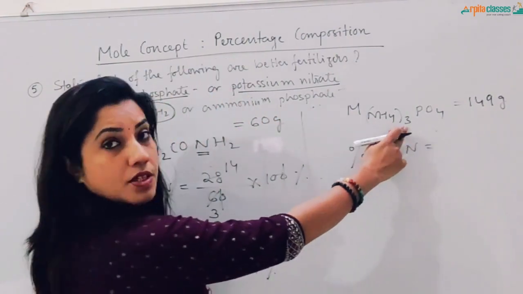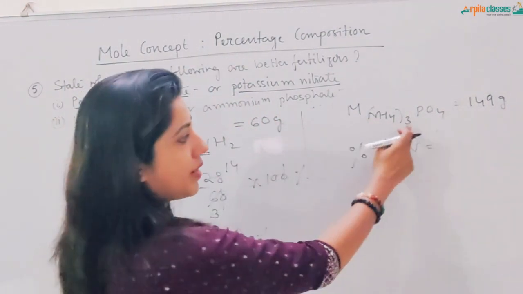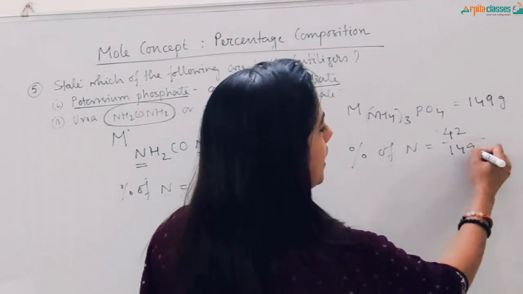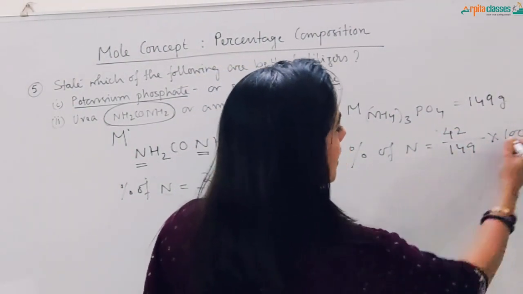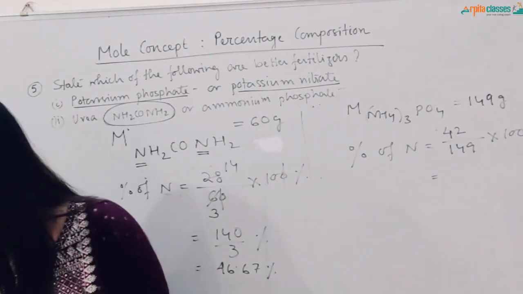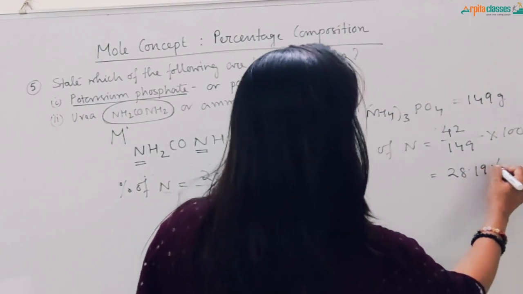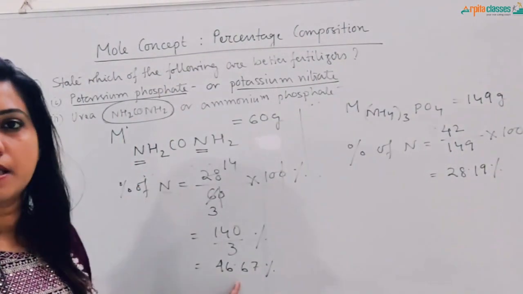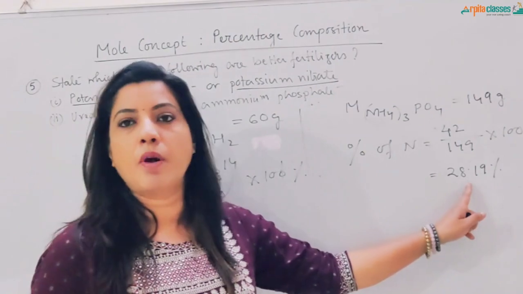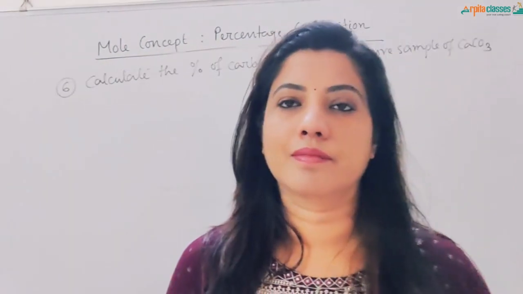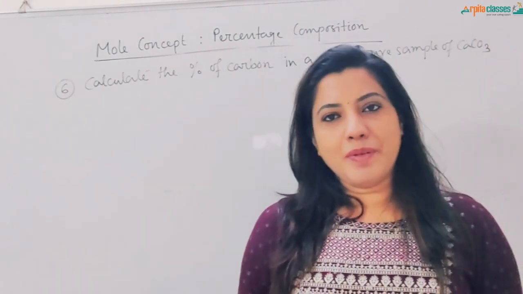And here we will find out the percentage of nitrogen. Here we can see the atoms of nitrogen is 3. So 3 into 14, that's 42 upon 149 into 100%. Now if you do this calculation, it is coming 28.19%. So here it is 46.67% and here it is 28.19%. So the better fertilizer is urea. Let us start with the next question.